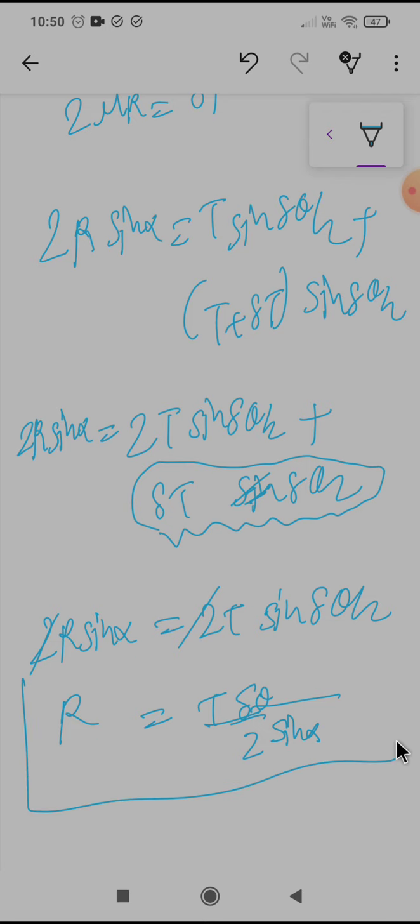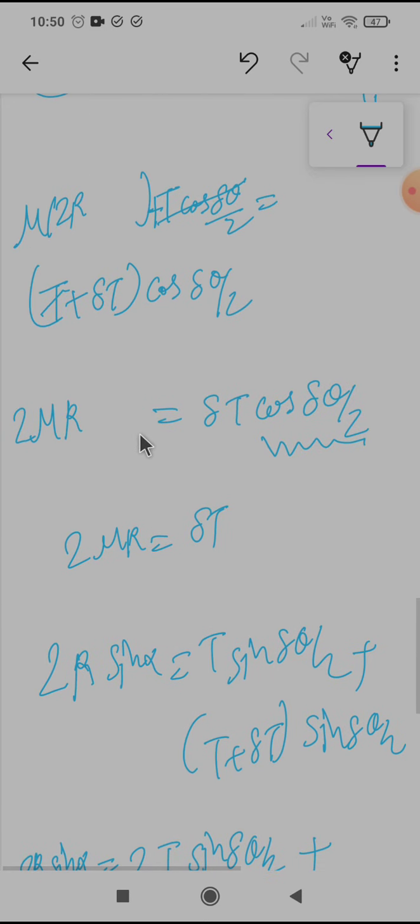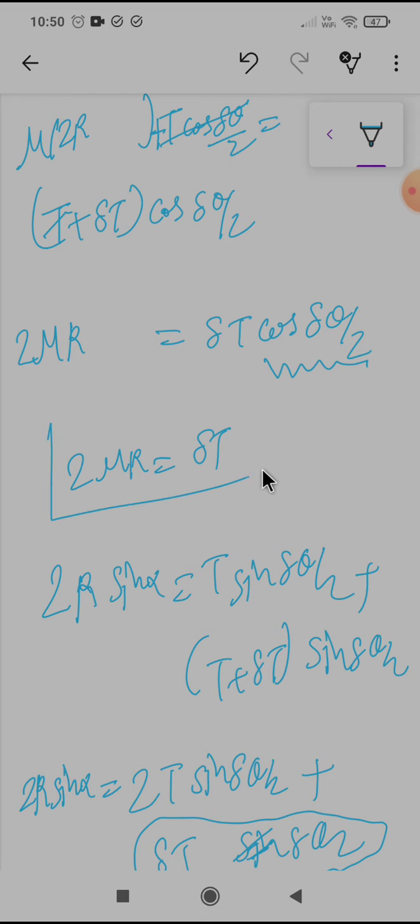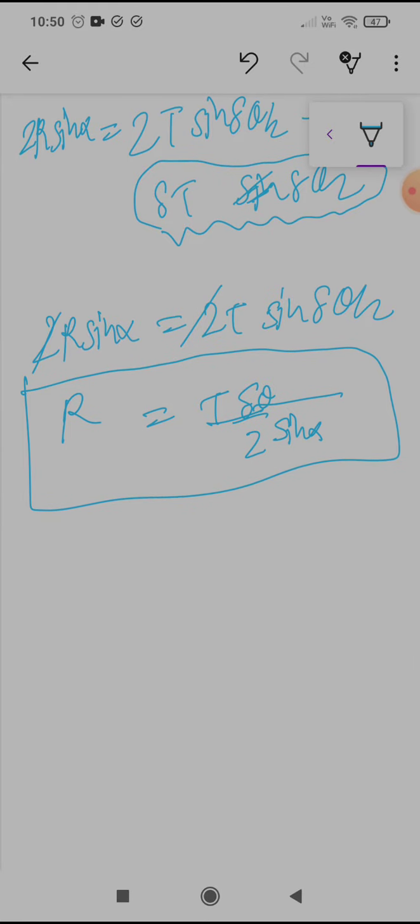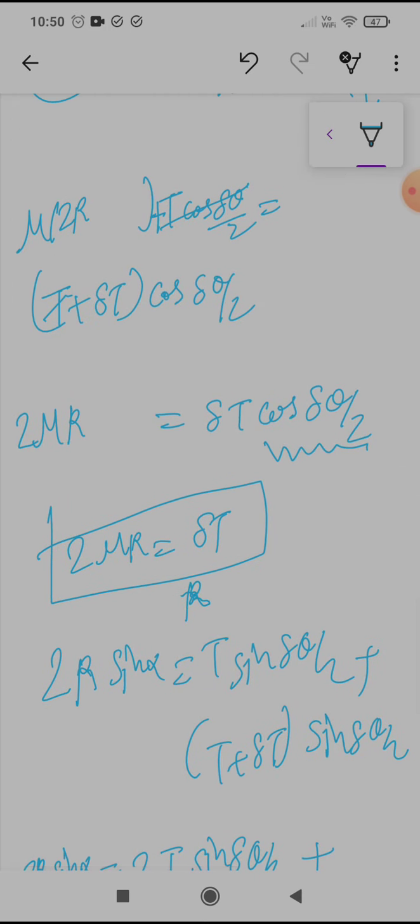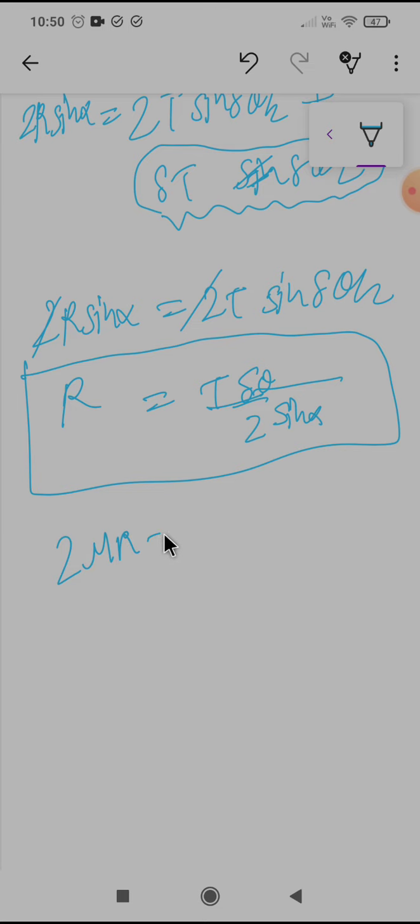Now let's compare both of these terms. Here R is T delta theta by 2 sine alpha, and from above we found 2 mu R is equal to delta T. Let's substitute this R and find delta T. Why are we making delta T the subject? Because our goal is to find the ratio of the tensions, T1 by T2.